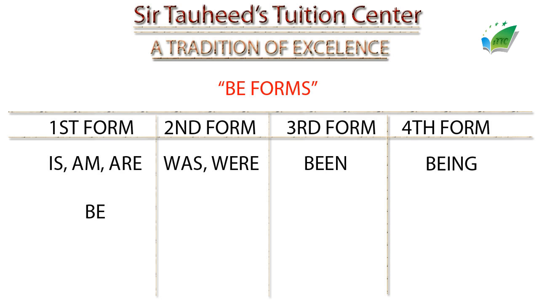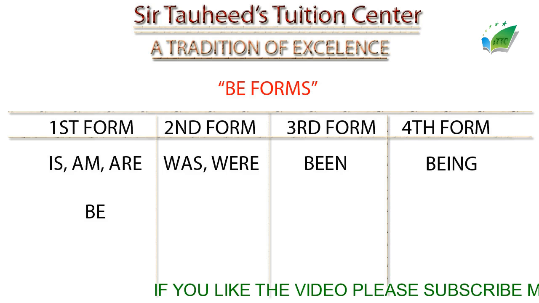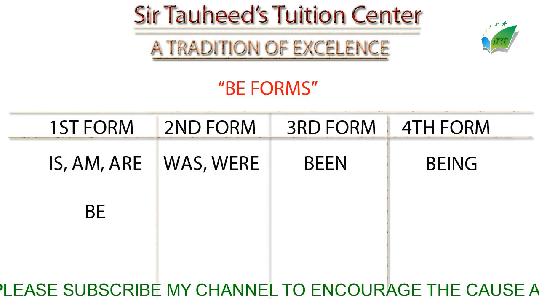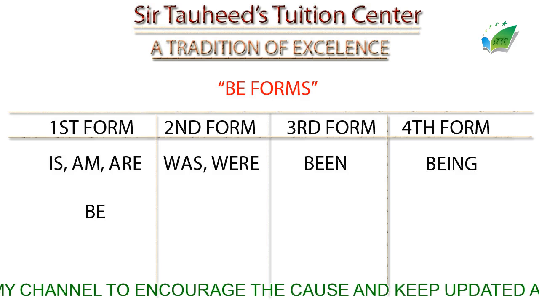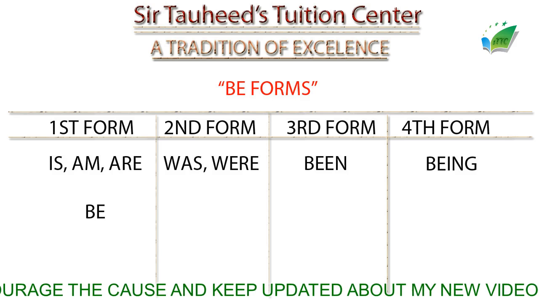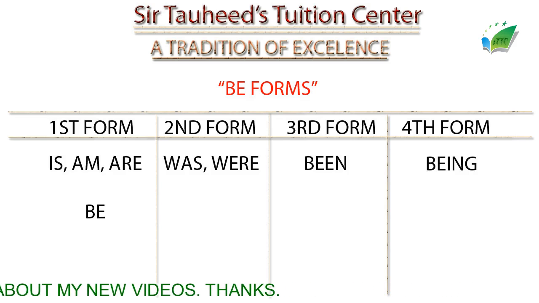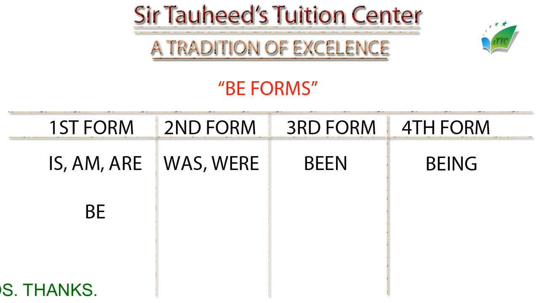Sometimes we use some other family of helping verbs. There are so many different families which are called the helping verbs family, just like do, does, did. They are the do family. Next is the have family, like have, has, had. And there are many other types of families of helping verbs, but the most important one is the be forms. That's the reason I chose this topic to teach you.